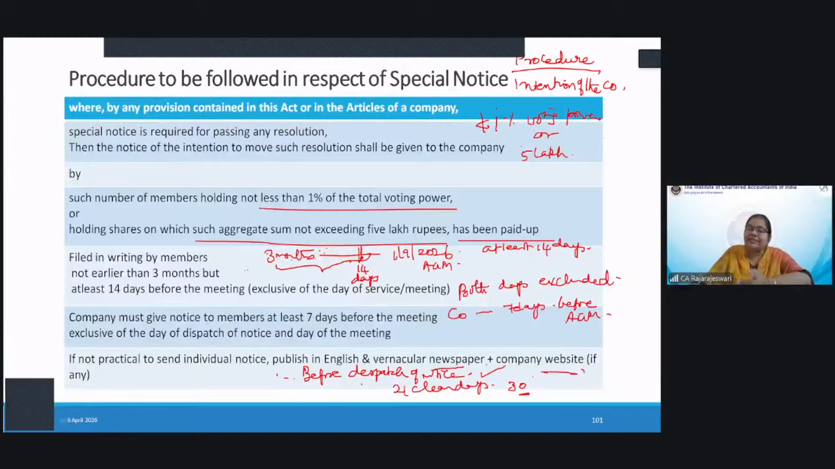Suppose the company has dispatched the notice, and they have dispatched it even much before, 45 days before the AGM itself. But 30 days before the meeting, the person is coming and filing this resolution. So in that case, the option available is they can publish it in the English or vernacular newspaper and company's website. That is only practically possible.